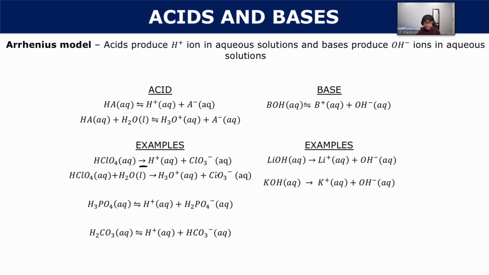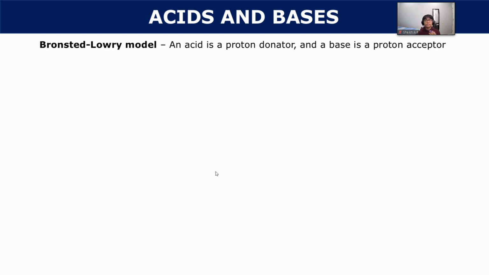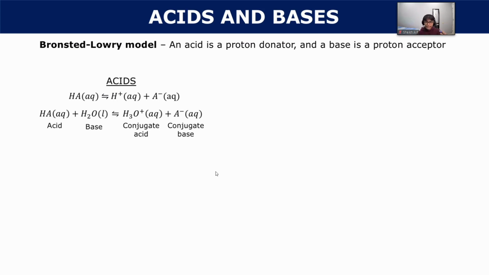All right, let's take a look at the second model, which is the Bronsted-Lowry model. In the Bronsted-Lowry model, an acid is a proton donor and a base is a proton acceptor. So what does that look like? Acids are going to have that same form, HA dissociates into H plus and A minus. And so now we have some new vocab. The acid that we have is called the acid, and it reacts with a base.